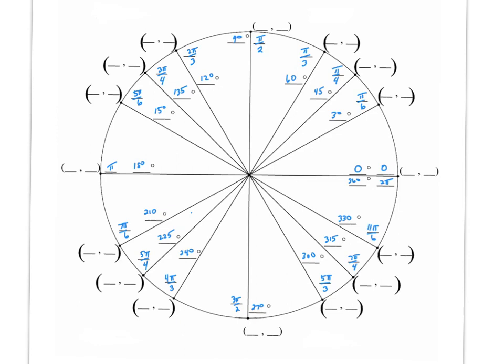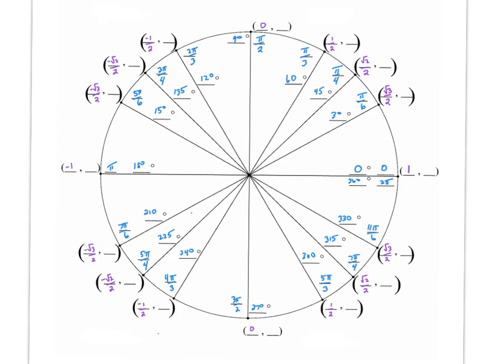I'll start with the x values. X starts at 1. We have root 3 over 2, root 2 over 2, 1/2, 0, negative 1/2, negative root 2 over 2, negative root 3 over 2, negative 1, negative root 3 over 2, negative root 2 over 2, negative 1/2, 0, 1/2, root 2 over 2, root 3 over 2, 1.